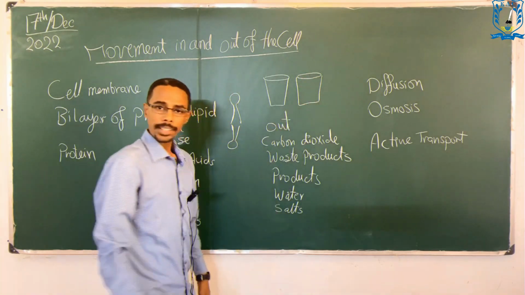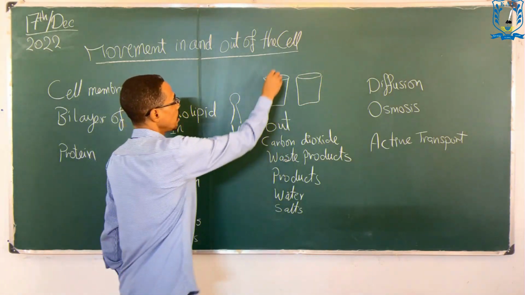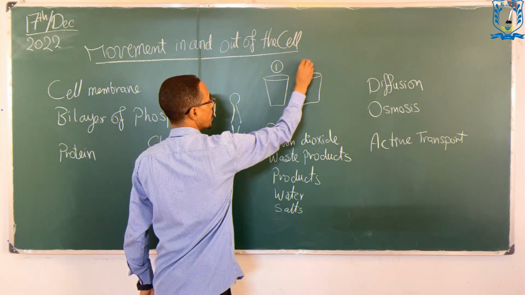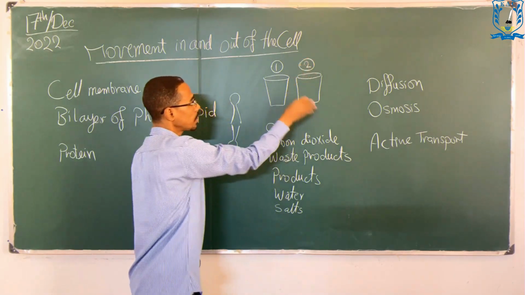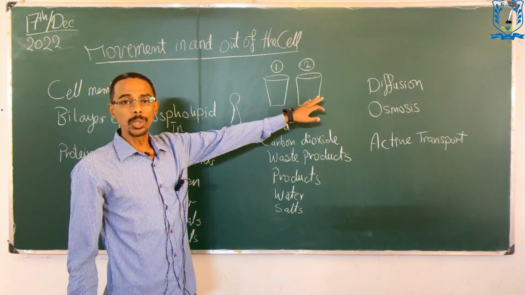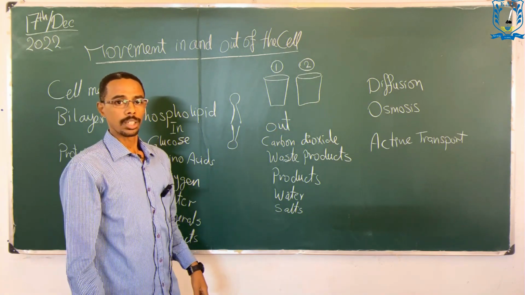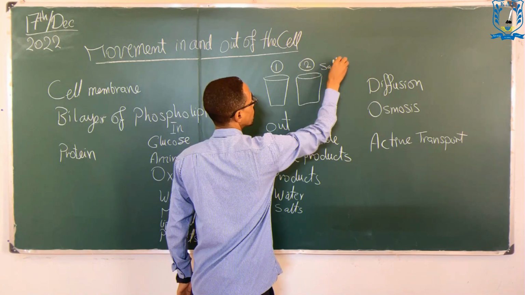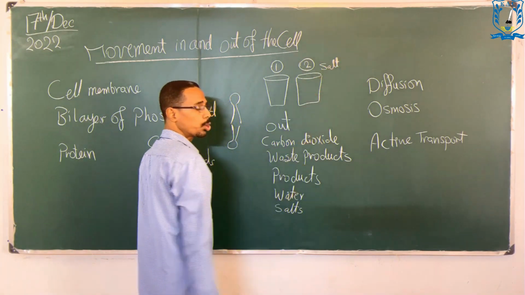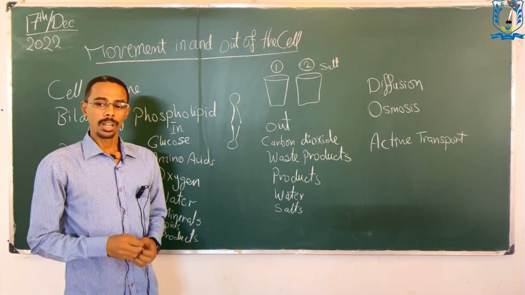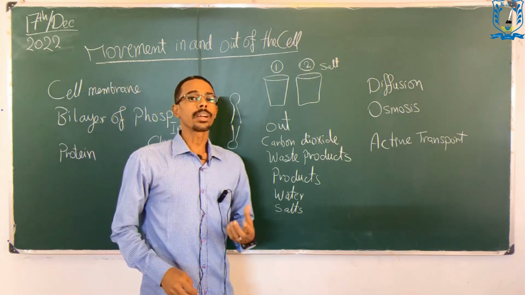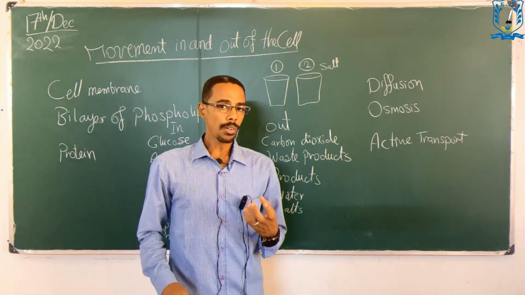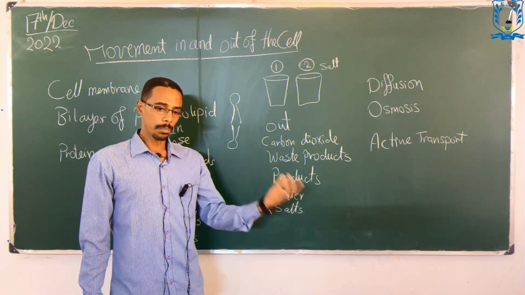Of the same size, this may be cup number 1 and this may be cup number 2. Imagine those, they are of the same size and filled with water to the same level. So if we add salt to cup number 2, what do you think about the amount of the water after I add salt to cup number 2?